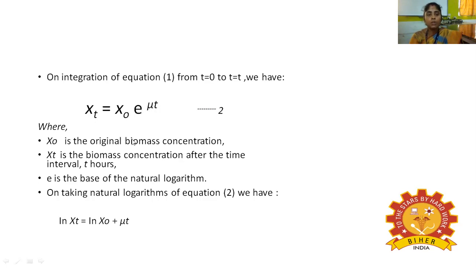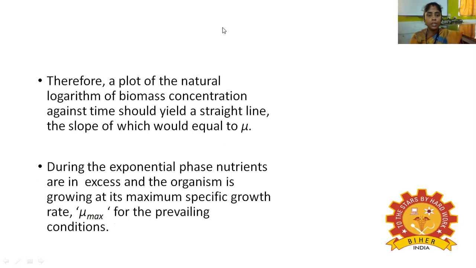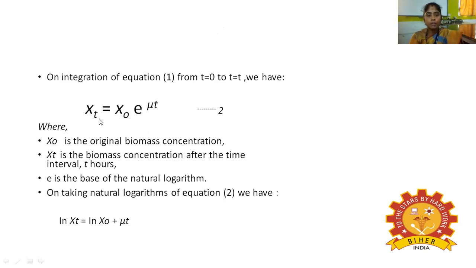in which x0 represents the original biomass concentration at time t is equal to 0, and xt represents the biomass concentration at the end of the fermentation process, at the final time t. Mu represents the specific growth rate of a microorganism. Here, when taking ln on both sides, ln of xt is equal to ln of x0. By removing the exponential term, as we introduce the ln, it becomes plus mu t. So ln of xt is equal to ln of x0 plus mu t.